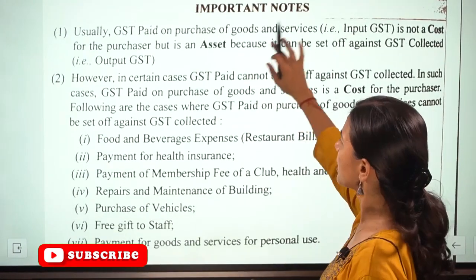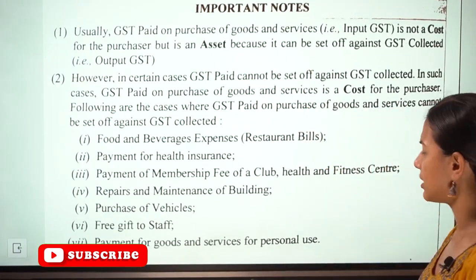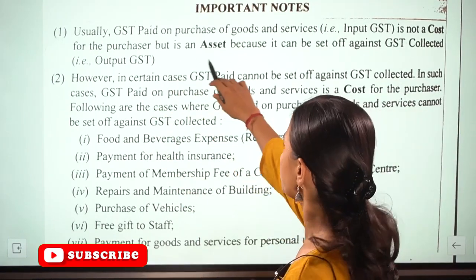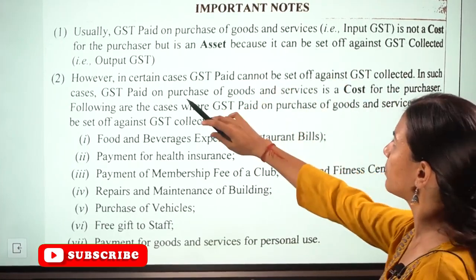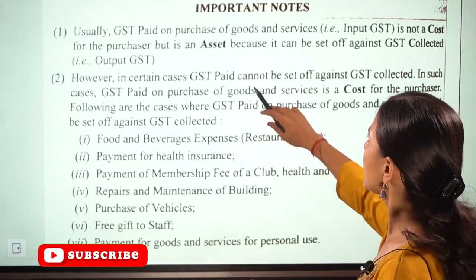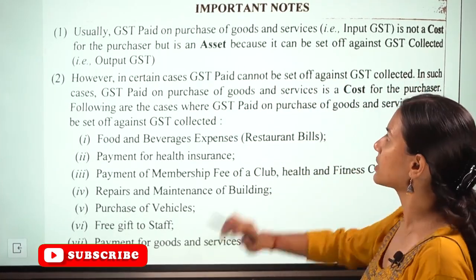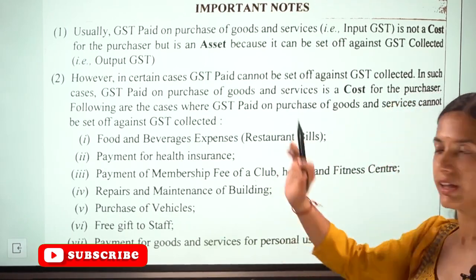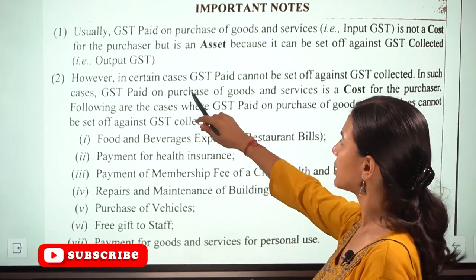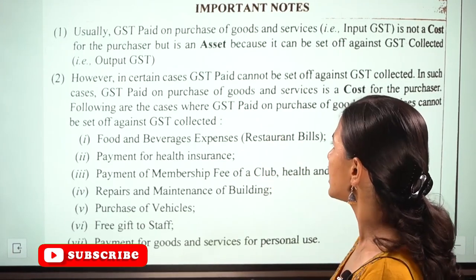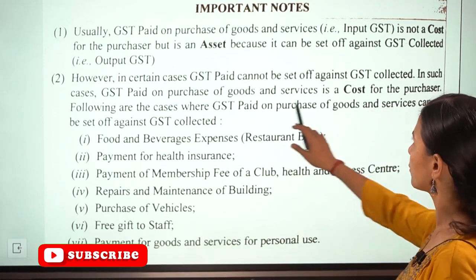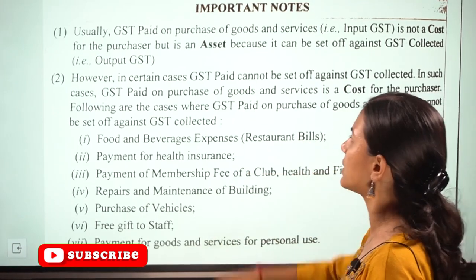Next, there are some important notes regarding GST. First, usually GST paid on purchase of goods and services, that is input GST, is not a cost for the purchaser but it is an asset because it can be set off against GST collected. That is what we understood. However, in certain cases GST paid cannot be set off against GST collected. In such cases GST paid on purchase of goods and services is a cost for the purchaser.